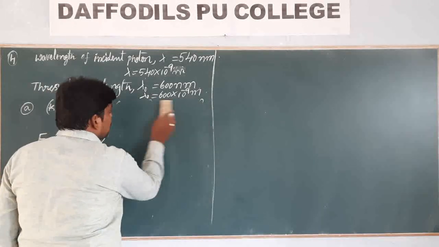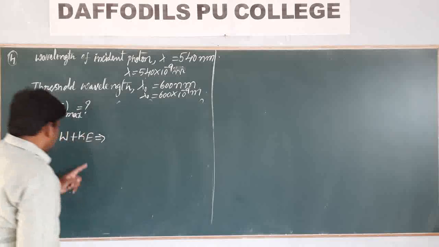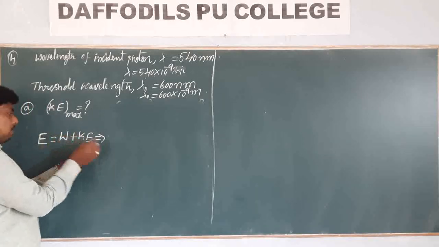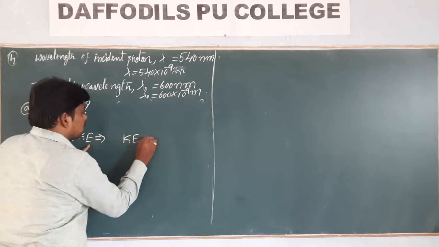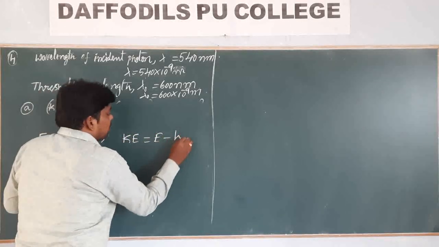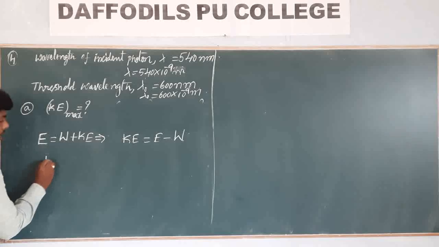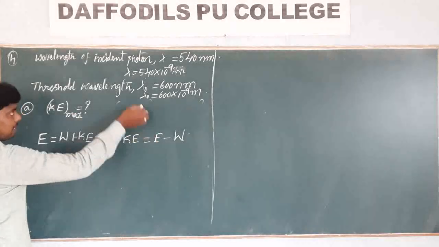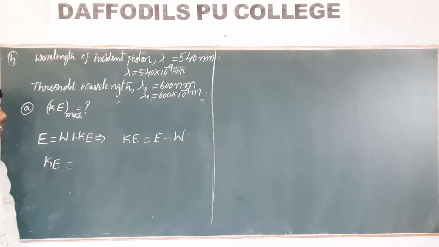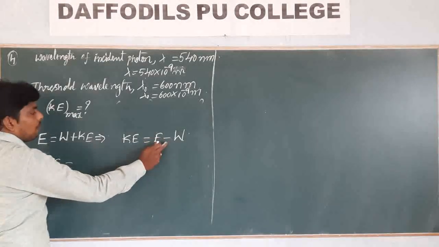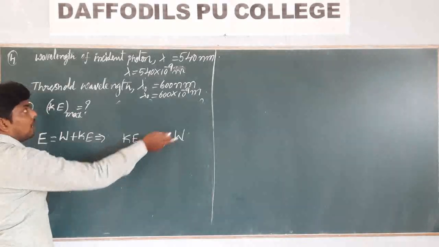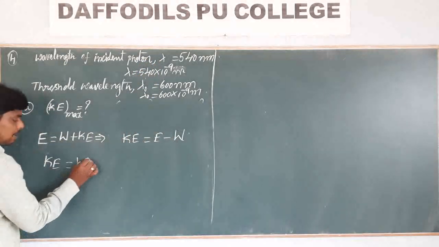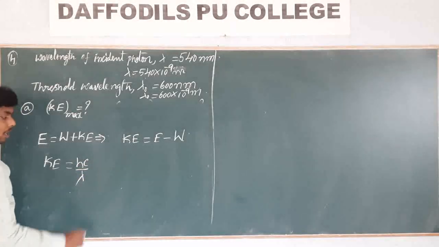I got these two later on, right? From this one, kinetic energy is equal to what? If you take this work function, it will be kinetic energy is equal to energy minus work function. Now, kinetic energy is equal to energy. Have they given the energy value? No, they didn't, but they have given it in terms of the wavelength. So the energy is equal to what? hc by lambda.